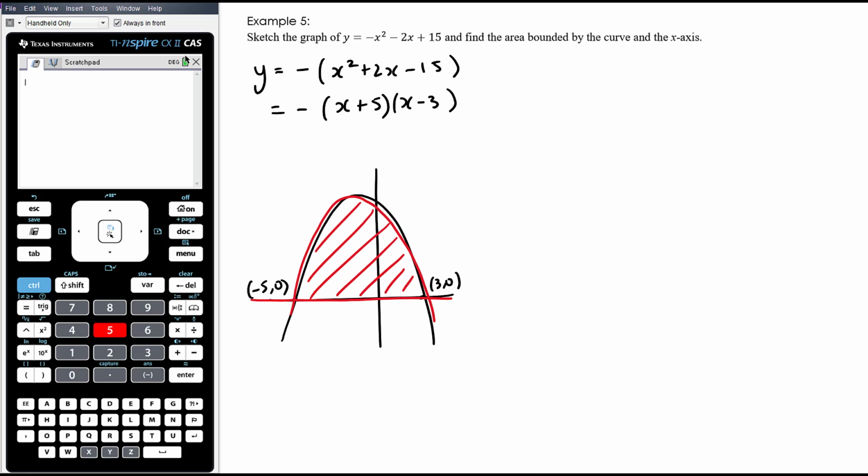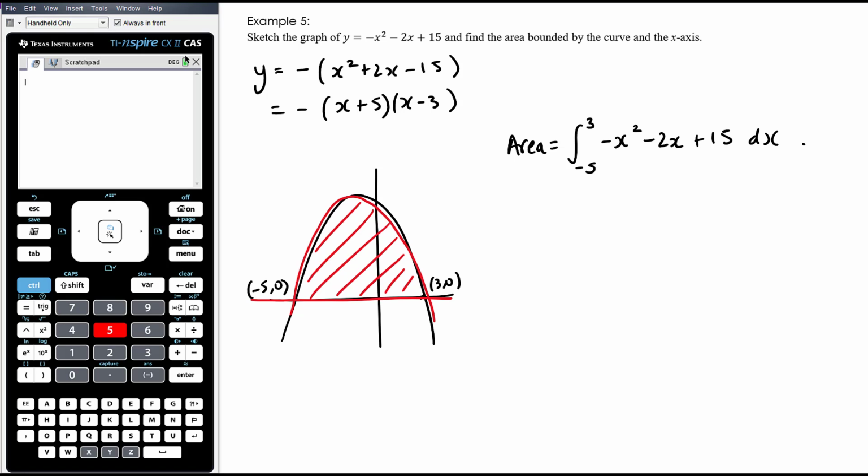It's all above the x-axis, so that's a nice easy thing in terms of the integral. We don't need to split it into two separate integrals. It doesn't matter that it crosses the y-axis. The y-axis is completely irrelevant. The whole region is above the x-axis, and so it's just going to be one integral. The area will be found by integrating from negative 5 to 3 the function, which is negative x squared minus 2x plus 15 with respect to x.